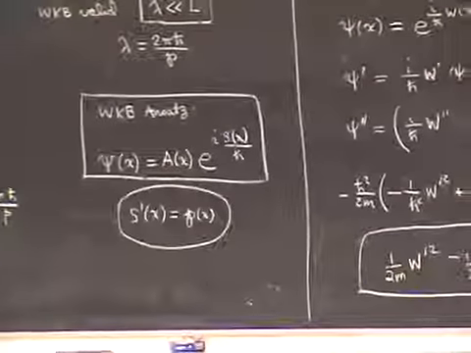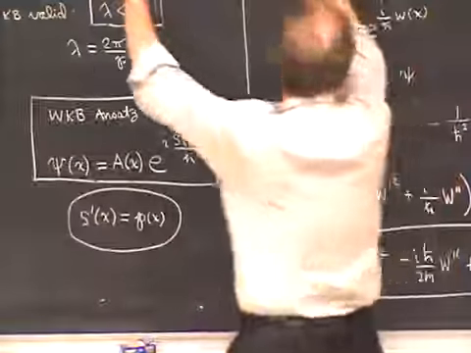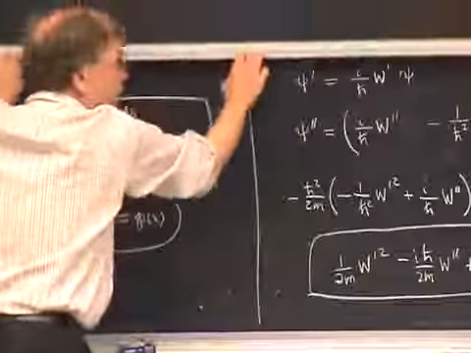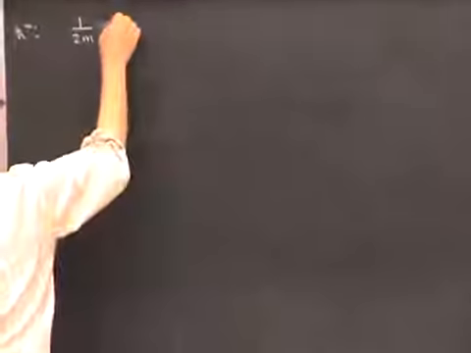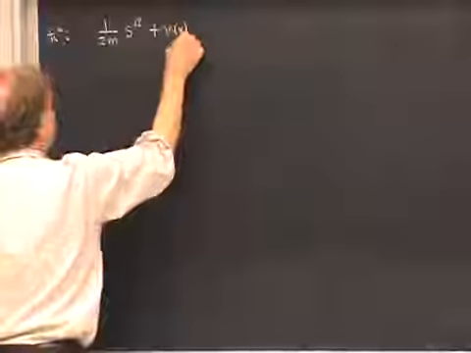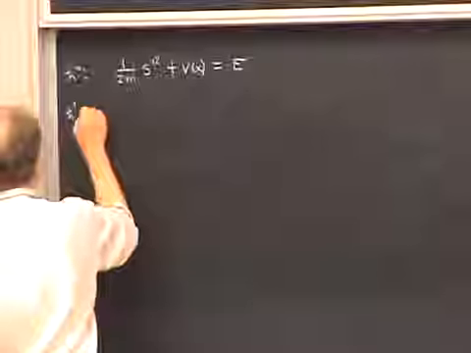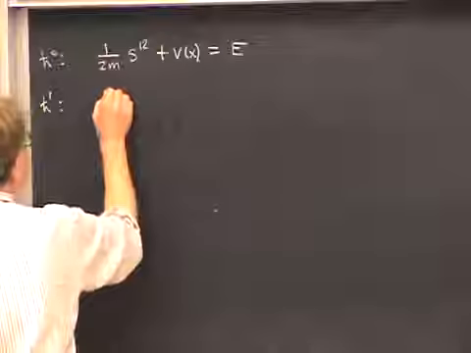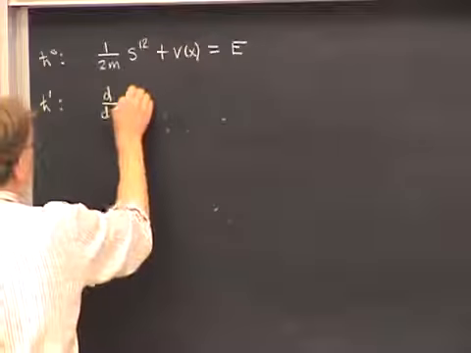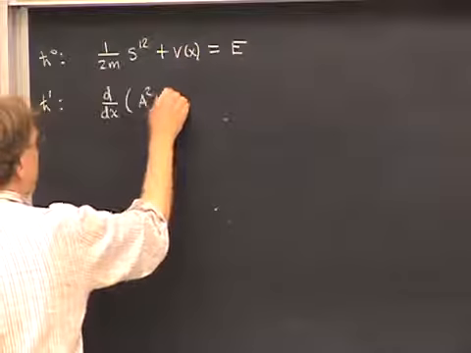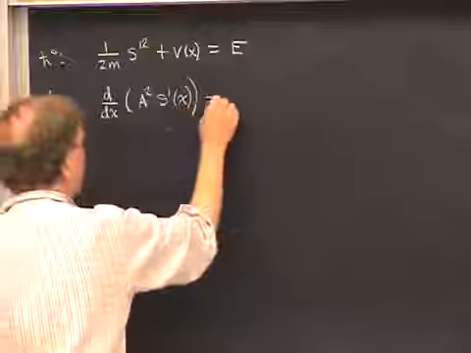All right. Now, I really started writing on the wrong board here this morning, so I'm afraid I have to cover this up. I will write out for you these two equations once again. And here they are. So the first equation, order h bar to the 0, is this. It's 1 over 2m s prime squared plus V of x equals E. And then at order h bar to the first, the equation is d dx of a squared times s prime of x equals 0.